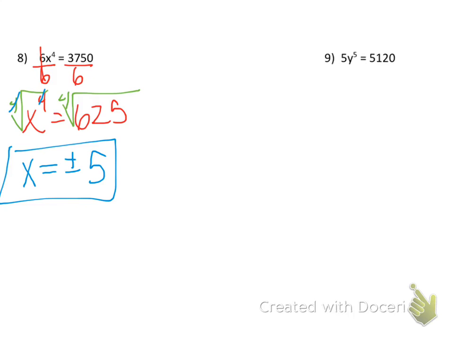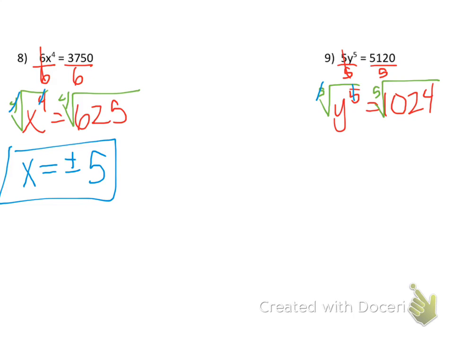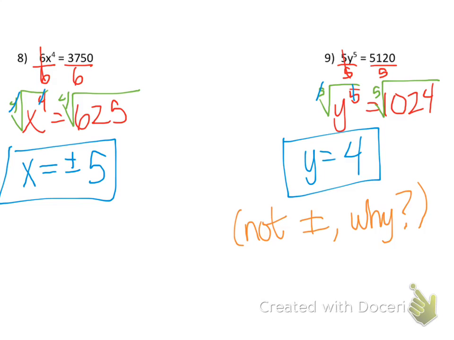Why don't you go ahead and pause the video and do this next problem on your own, and then come back to make sure that we have the right answers. In the meantime, I will silently go through the steps in solving this problem. So you should get y equals 4. And why is it not plus or minus? Because we're taking an odd root, so there's only ever going to be one answer.